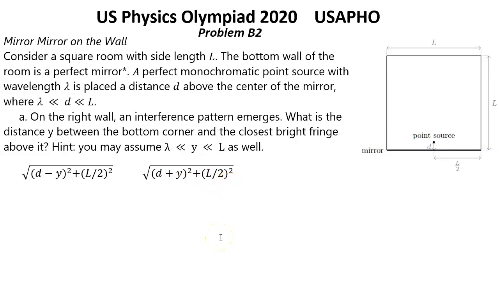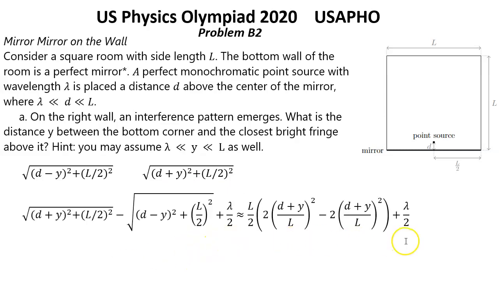Subtracting the two distances and adding in the phase shift gives us approximately this expression, which can be simplified to the left side of this expression. The path difference must be a multiple of lambda for interference to occur. Then this left side must be equal to n lambda, where n is an integer.